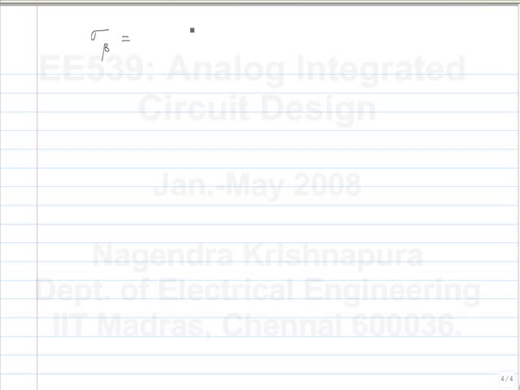Now, sigma beta itself has, as usual, inverse square root dependence on the area. You can again derive this. You can put two MOS transistors in parallel. That will double the area of the MOS transistor. And you assume a sigma beta for each of them and work out the effective sigma beta for the entire transistor. You will get it to be inversely proportional to the square root of the area.